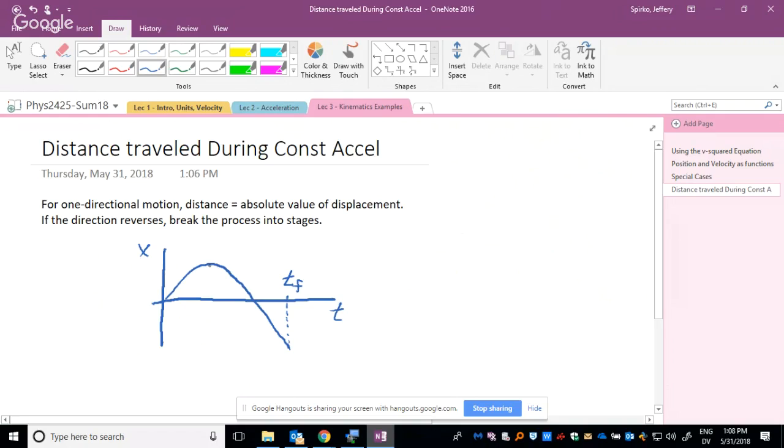And what we need to make note of is that there's a moment here, t sub a, and at that moment, the direction reverses. So, like I said, we have to break our process into stages. We can go 0 to t sub a. That's one process. And then t sub a to t final. That's our second process.